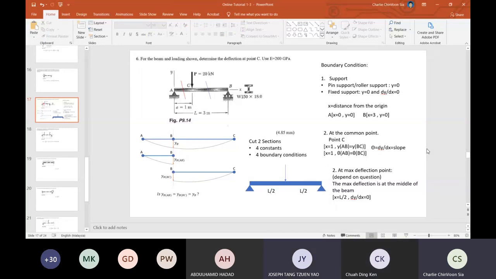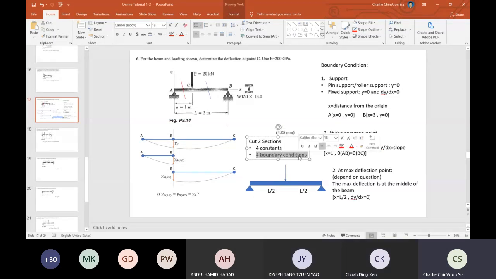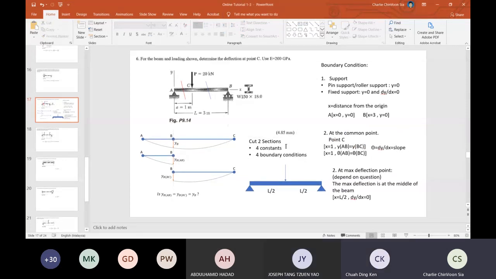Is it clear? So for this chapter, the bisection method is a little bit difficult compared to the singularity function method, because the hardest part is the boundary conditions. How do we determine the boundary conditions to determine the constant values? Just keep in mind that if we cut 2 sections, we will have 4 constants, and 4 boundary conditions are needed to solve for the 4 constants.